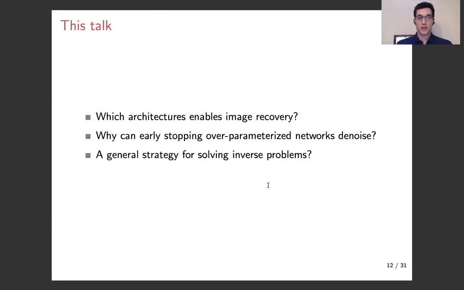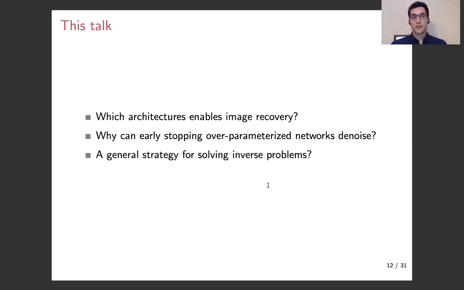And when I started working on this, the following questions really came to mind. The first question is, which architecture enables image recovery? Because it's very much tied to the architecture. Meaning that they use this UNet, it's a convolutional network, and very particular things about this network enable image recovery like this. For example, if you just take a fully connected network, this won't work. So that's the first question: which architecture enables image recovery without training?